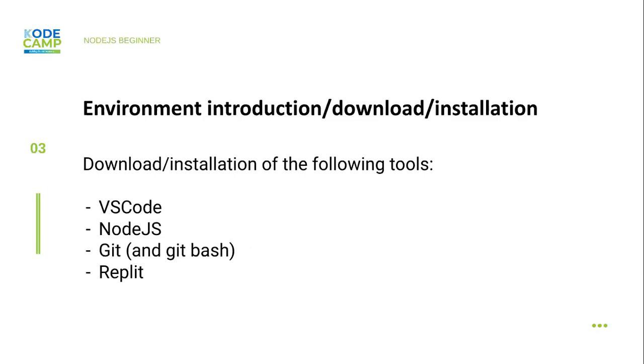Pushing is kind of uploading your code, or your files, from Git to GitHub. Meanwhile, pulling is downloading your code from GitHub to Git. Those two terms are really important to know. Don't mix them up.